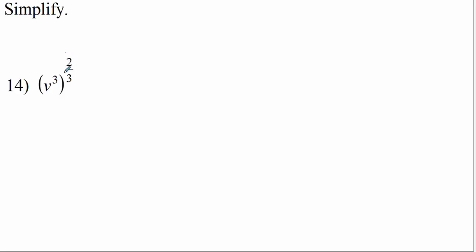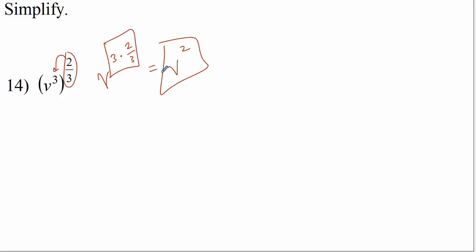Okay, I'm going to take this power, I'm going to multiply by that power. So it's v to the 3 times 2 over 3, which is equal to v to the 2. Boom, you're done. Again, use a calculator. Let's get to some harder ones here.